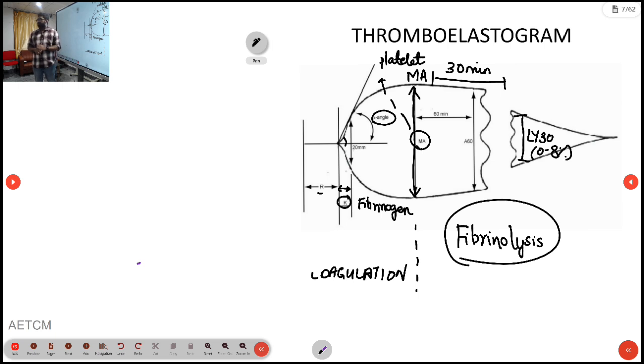If the R time is prolonged, give FFP. If the K time is prolonged, or the alpha angle is reduced, you give cryoprecipitate. If the maximum amplitude is decreased, you give platelets. And if the lysis is increased, you give tranexamic acid.